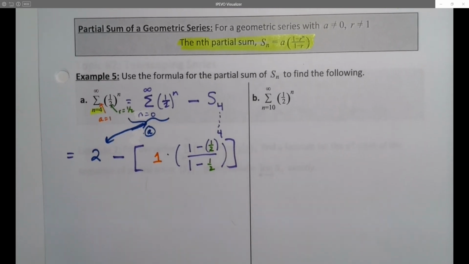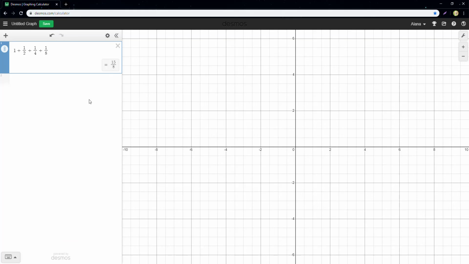All right, so let's go use Desmos and prove that this is the case. So let me grab my Desmos. Okay, so I'm going to type in that formula. So it's 1 times, which the 1 times was not really necessary, but whatever. All right, I'm going to take 1 minus 1/2 to the, now it's not n, it's 4 for us, right? There we go. Over 1 minus 1/2. Ta-da! It's 15/8. They're the same, right?